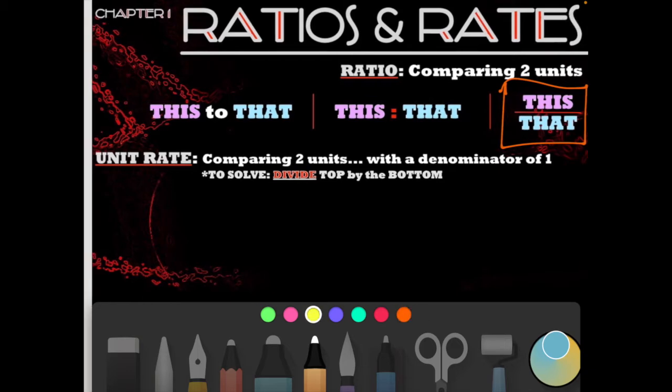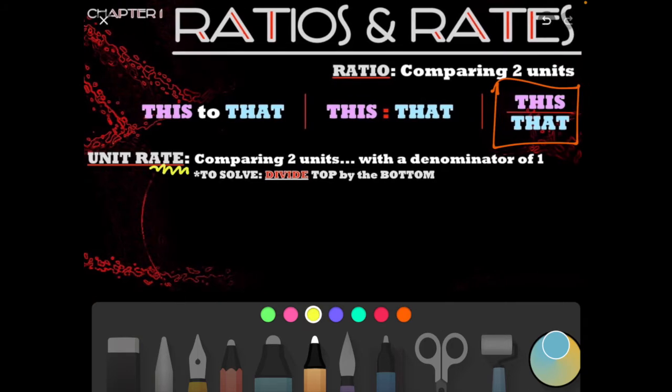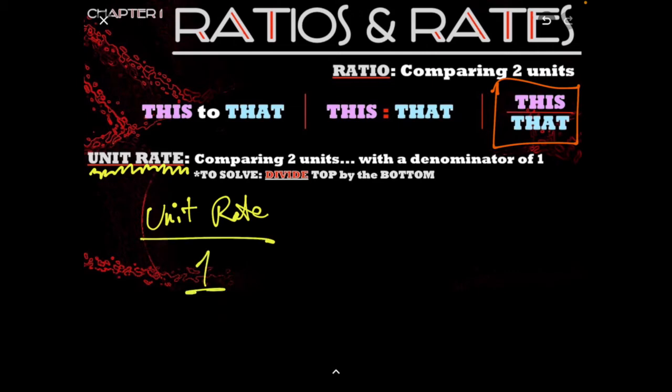Now, one thing they talk about right here is the unit rate. A unit rate is a special type of rate, which is simplified down to where your denominator is 1. A unit rate will always have a denominator, the bottom number, of 1. So, so much of this for every one of that. That is a unit rate. It's very simple to get your denominator to 1. All you have to do is divide.